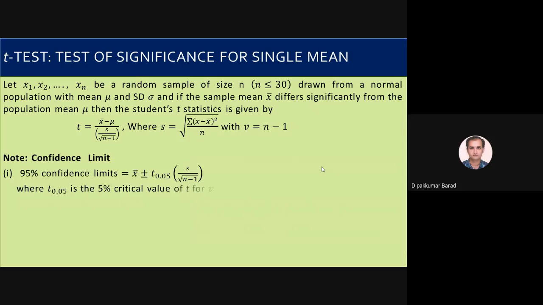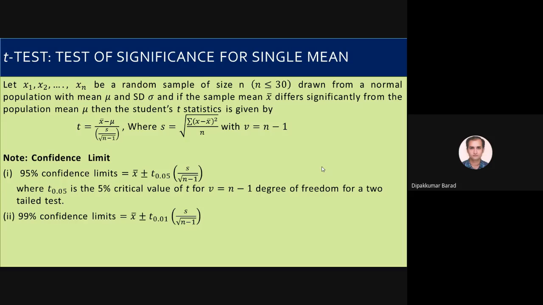The 95% confidence limit has the formula x bar plus or minus t at 0.05 times s upon under root n minus 1, where t at 0.05 is the 5% critical value of t for v equal to n minus 1 degrees of freedom for the two tail test. The 99% confidence limit is x bar plus or minus t at 0.01 times s upon under root n minus 1, where t at 0.01 is the 1% critical value of t for v equal to n minus 1 degrees of freedom for the two tail test.